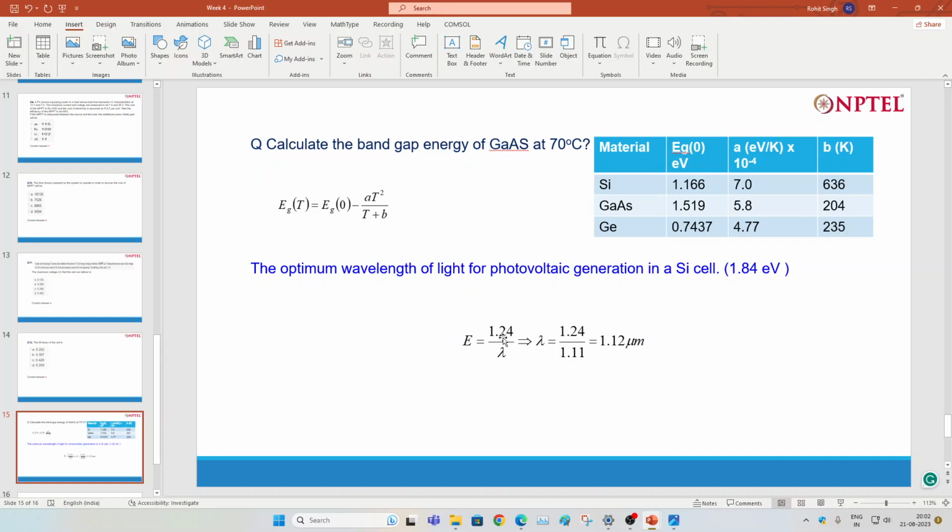And can anyone say how this value 1.24 is coming? So let's say there is a formula E equal to 1.24 upon lambda. How is this 1.24 coming? Why is it 1.24? Why is it not 1.42 or something? Sure. This is the correct answer. It's a multiplication of Planck's constant and the speed of light.